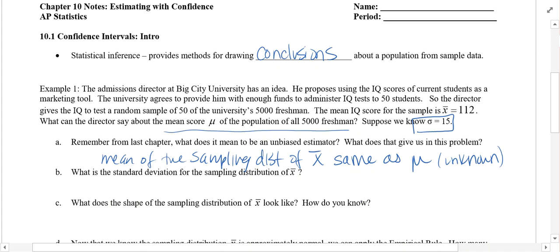What's the standard deviation of the sampling distribution of x bar? So this is again straight from last chapter. Standard deviation divided by square root of n. So the standard deviation they gave us is 15. Divide by square root of 50. So we calculate that, we're going to get 2.12.